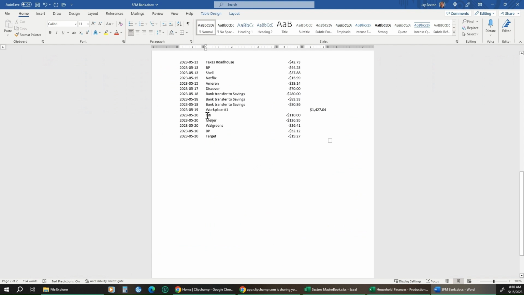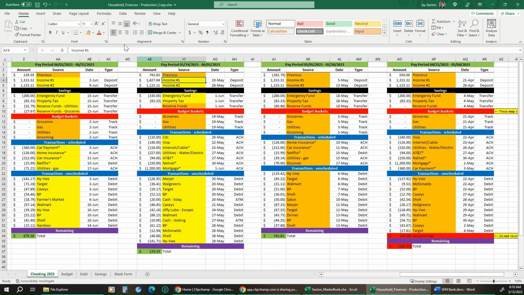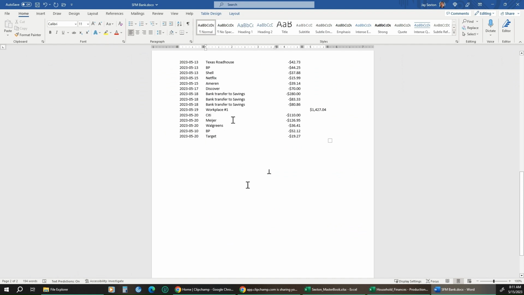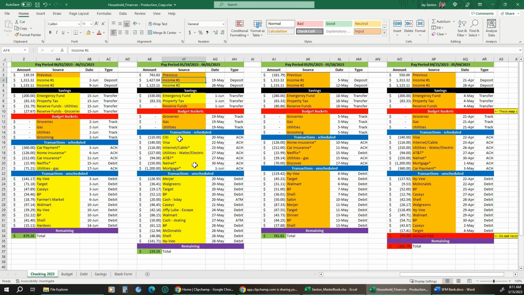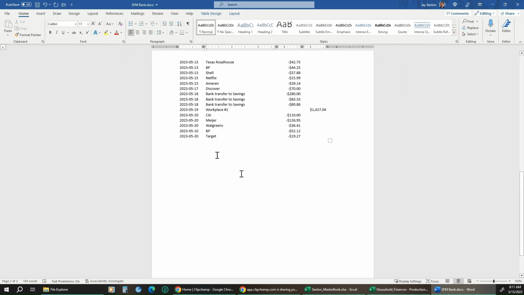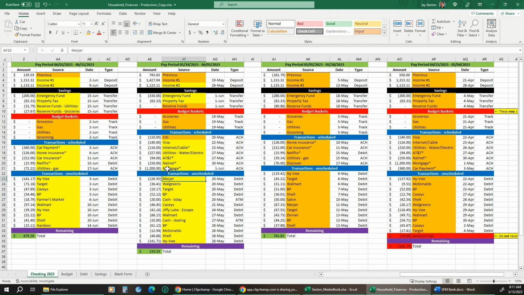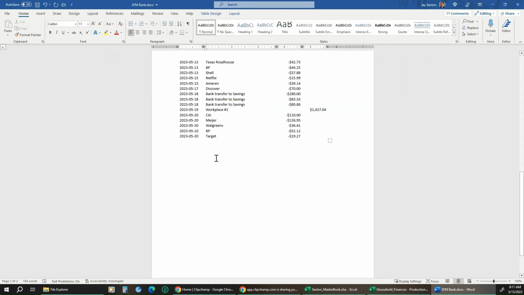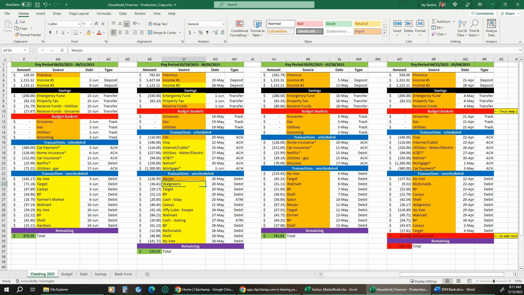So on the 19th, we have our next paycheck, $1427.04 on the 19th. $1427.04 on the 19th. That's good. Then we have City payment, $110 on the 20th. There's City for $110 on the 20th. And we have Meyer, $126.95 on the 20th. Got that. We have Walgreens, $36.41 on the 20th. Walgreens, $36.41 on the 20th.